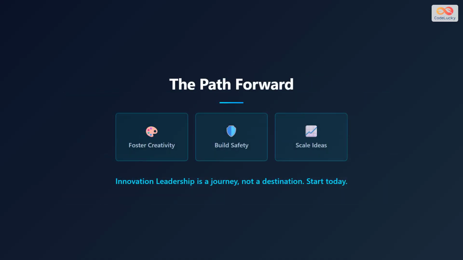Innovation leadership is a continuous journey, not a destination you reach and stop. Start today by fostering creativity in your team. Create the conditions where people feel safe to share ideas and experiment. Build systems that turn ideas into reality at scale. Remember, you don't need to have all the answers. Your role is to unlock the creative potential in your people and guide them toward meaningful impact. The organizations that will thrive in the future are those led by leaders who understand that innovation is not a luxury, it's a necessity. Take the first step today. Choose one principle from this series and implement it with your team. The path to becoming an innovation leader starts with a single action.